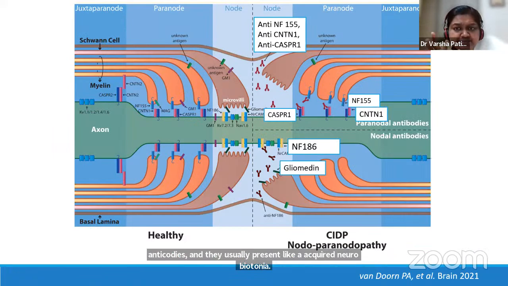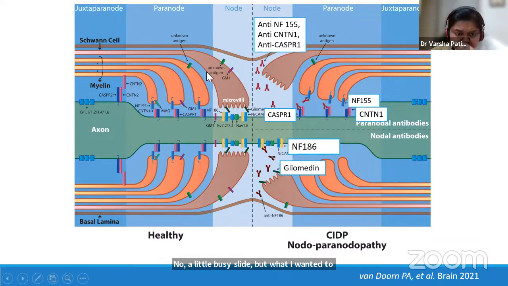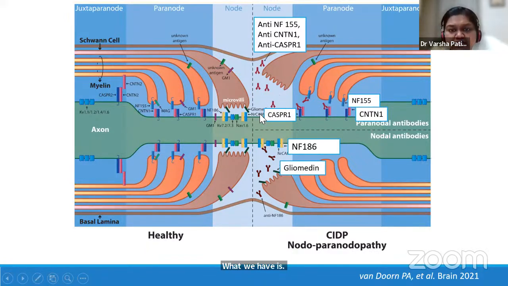Now, a little busy slide, but what I want you to concentrate on is, see, this is the healthy node and paranodal region, and this is the diseased one, which is seen in paranodopathies and nodopathies. If we appreciate, there are a few things that are happening here. One, if you look at these villi which attach to your node, they're quite compacted with these molecules, but here in a nodopathy, what we have is shortening of these. And so this distance is lengthened. Then your potassium channels are shifted a little further.